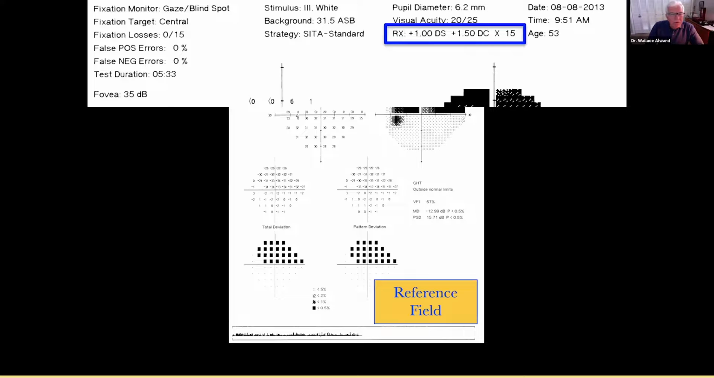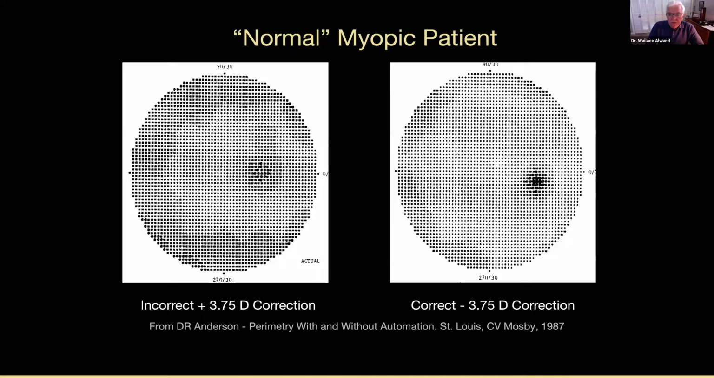A bigger problem is refractive error. A more common problem is refractive error. If the patient's refraction has changed, that can pose a problem. This is from Dr. Anderson's book. I have normal in quotes because this is my visual field when I was his fellow, but you can see with my correct minus 3.75 diopter correction on the right, and if the technician had actually treated me as though I was a similar amount of hyperopia instead of myopia.